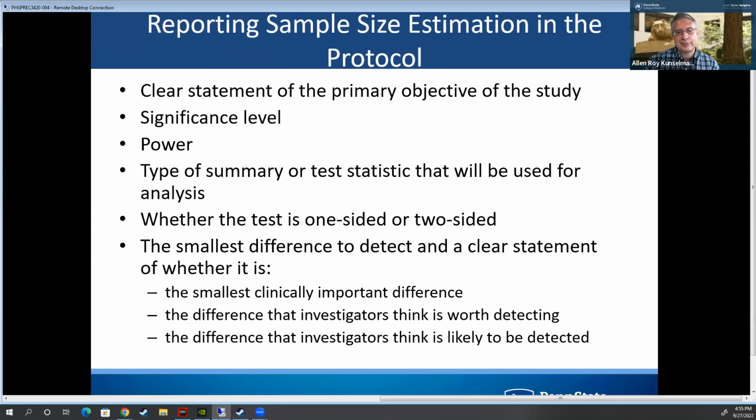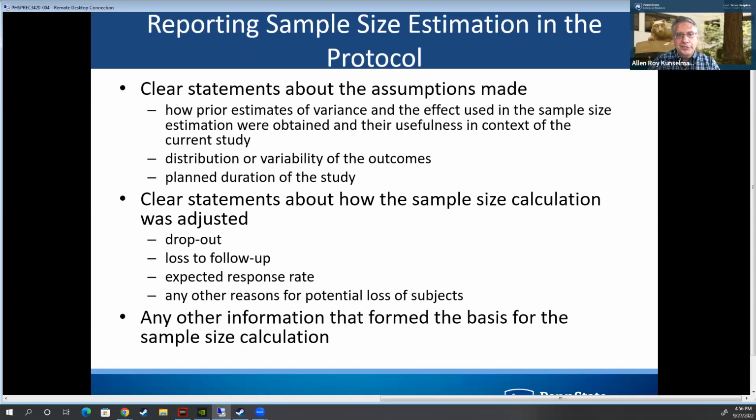And what's the smallest difference to detect, in a clear statement? Is it the smallest clinically important difference, or a difference that the investigators think is worth detecting, or a difference the investigators think is likely to be detected? And those last two are more like bench science. You really don't know the effect yet. So you want to have clear statements about the assumptions made, and how prior estimates of variance and the effect were used in the sample size estimation. What is the distribution of the outcomes?